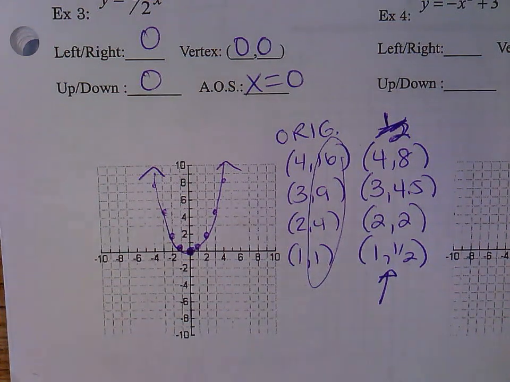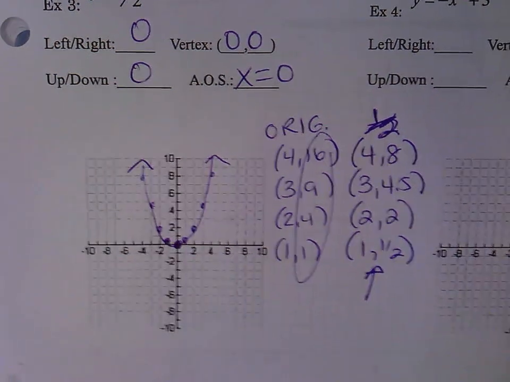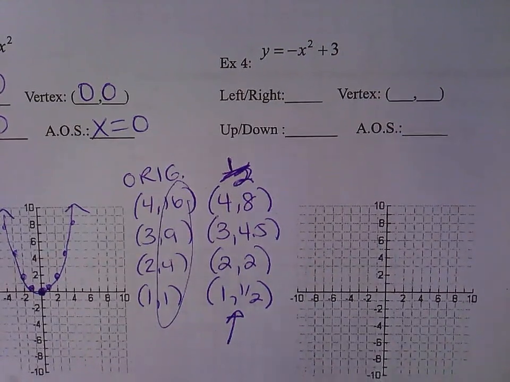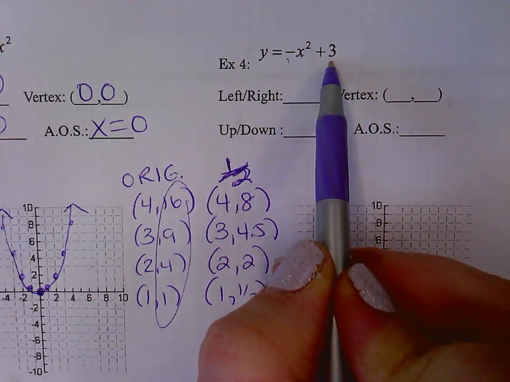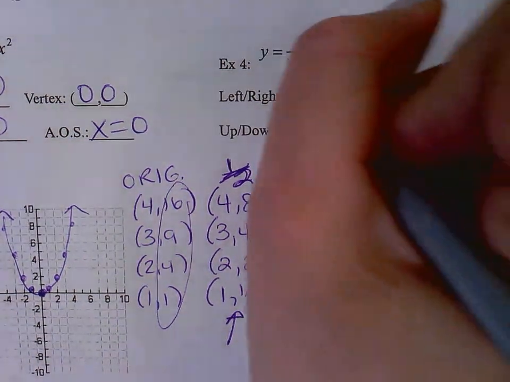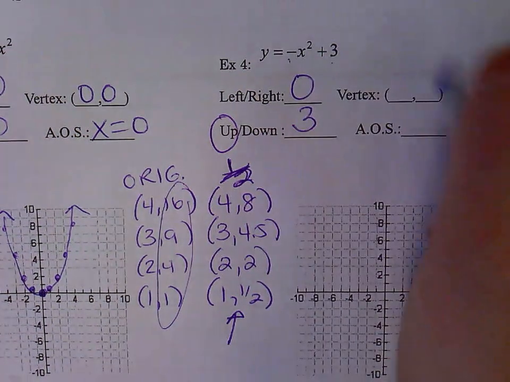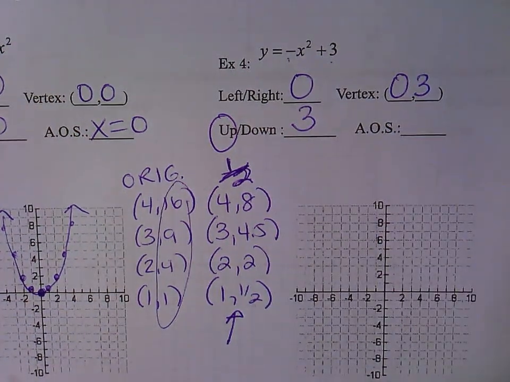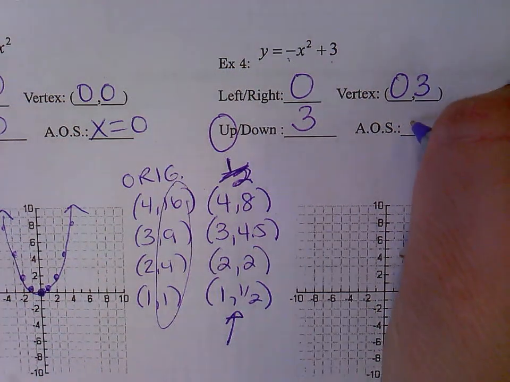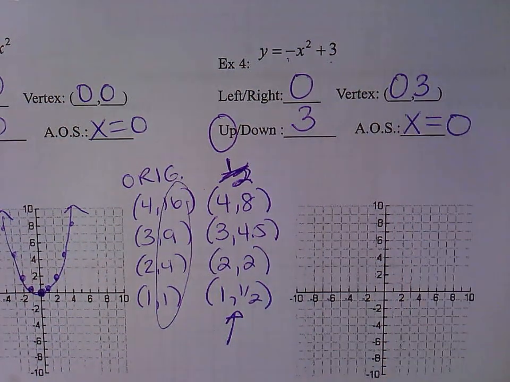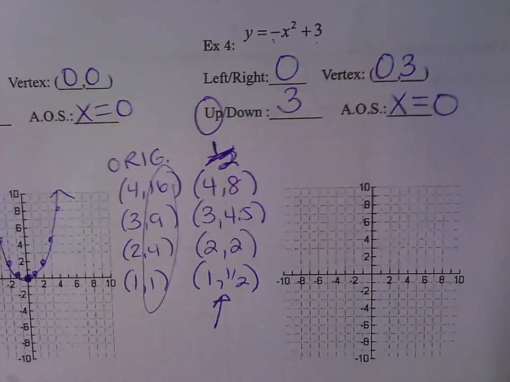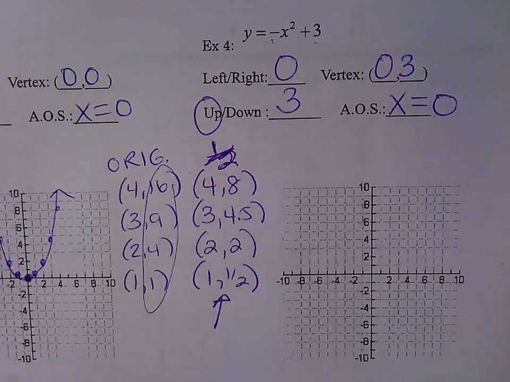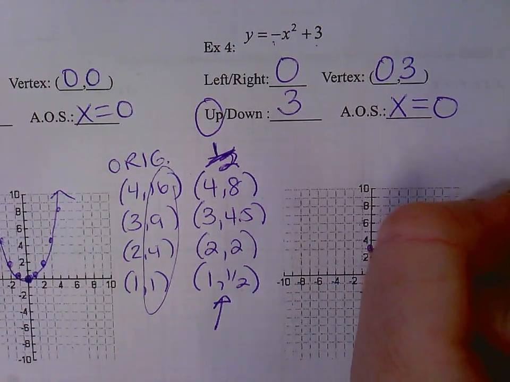Can you wait till we're done with number 4? Okay. So number 4. This one's easy because there are two changes. What does the negative do? Flips it upside down. What does the 3 do? So 0 left or right, I'm going up 3, so I'm at 0, 3. Axis of symmetry is the x value from your vertex, because it's a vertical line slicing your graph in half. We're not going left or right at all. We're starting at the origin, and we're only moving up 3. So I'm going to put my dot at 0, 3.